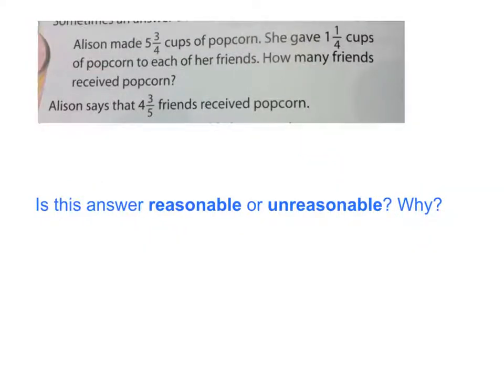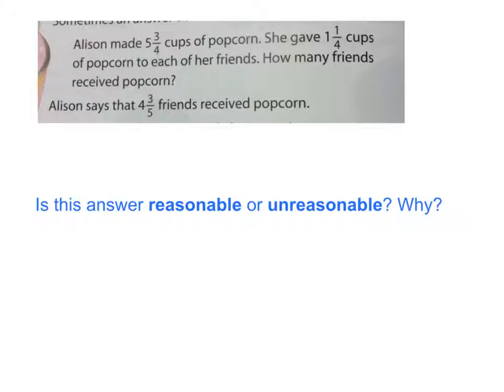It says, Allison makes 5 3/4 cups of popcorn. She gave 1 1/4 cup of popcorn to each of her friends. How many friends received popcorn? Allison says that 4 3/5 of a friend received popcorn. Is this answer reasonable or unreasonable, and why?